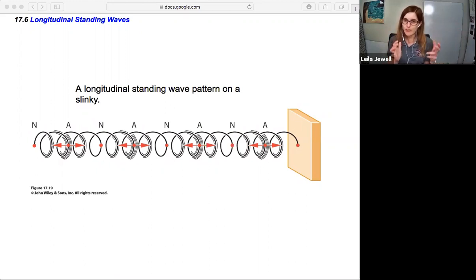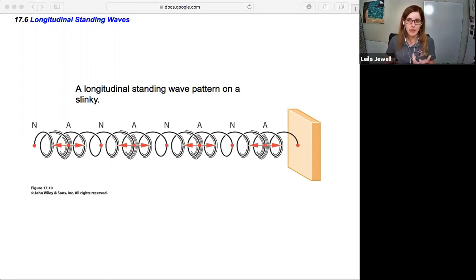And what we'd find if we got the oscillation just right is that there'd be points that are moving quite a bit back and forth. And then there are other points at the nodes where there's no motion, where you could put a piece of paper there and the slinky wouldn't be moving against it. And yet on either side, the slinky would be moving a lot. So this is pretty wild in the longitudinal direction.